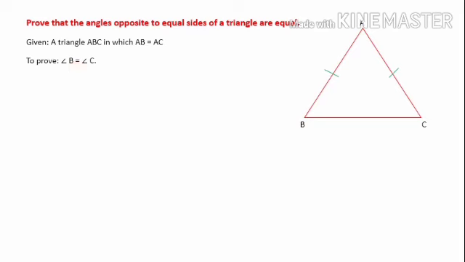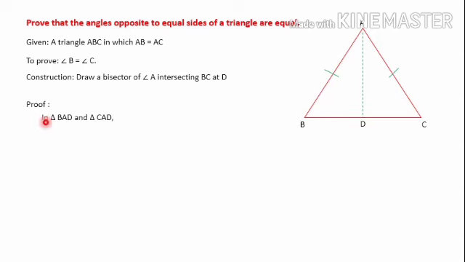There is a construction part here. Draw a bisector of angle A intersecting BC at D. A bisector is a line segment which divides the angle into two equal parts. So whenever this line comes into this triangle, it divides angle A into two equal pieces. That's why it is called the bisector of angle A, and it intersects BC at D.